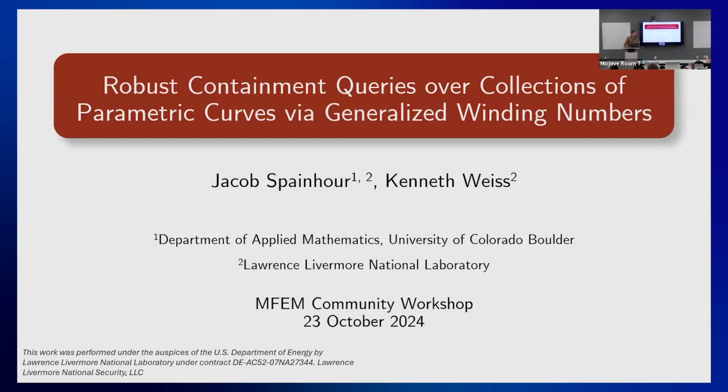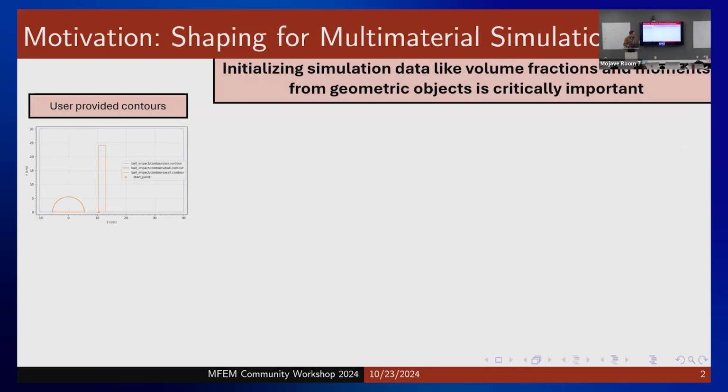Talk about some of my work with Kenny Weiss on the topic of generalized winding numbers and specifically how we can use them to improve the efficiency during the deployment of multiphysics codes. So I want to start by putting this in a broader context first.